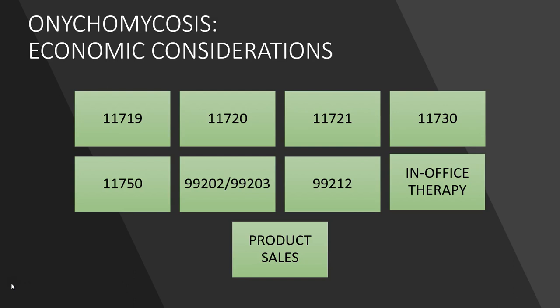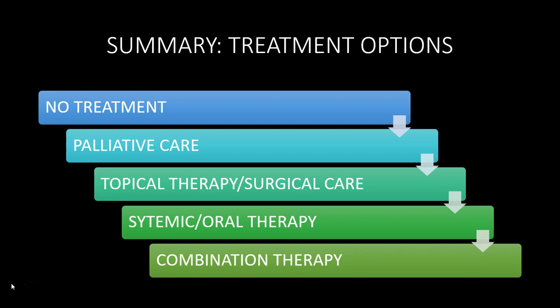The economic considerations with regard to onychomycosis can range from non-covered debridement to covered debridement, nail avulsions, nail removal with excision of the matrix, office visits in treating the patient medically, various in-office therapies that are available, and obviously products that are sold for the treatment of onychomycosis. So in summary, the treatment options for the geriatric patient range from no treatment to palliative care to topical therapies and surgical therapies to systemic therapies or combination therapies.